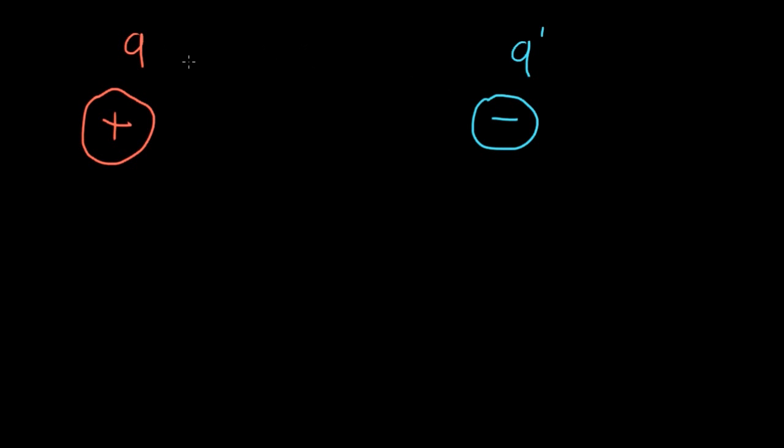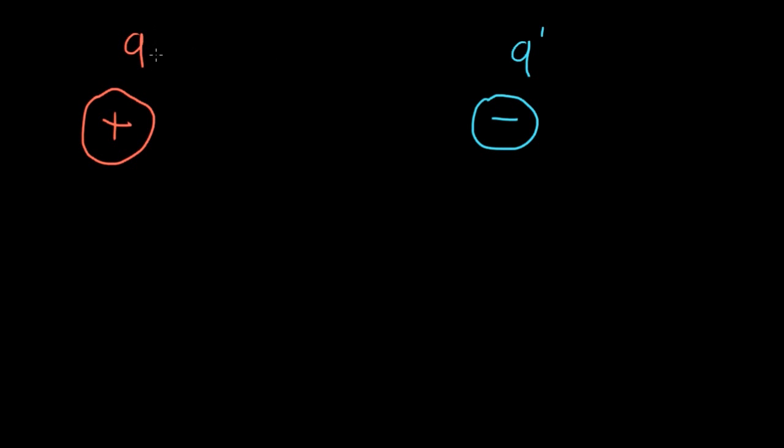Alright, the symbol for charge is Q. The convention is that positive is red, so this is Q. And negatively charged things are blue. Here's a negatively charged thing. We'll call this Q prime. Q and Q prime is just the convention, the first and the second thing. There's not a change of charge here. There's two different charges, Q and Q prime.